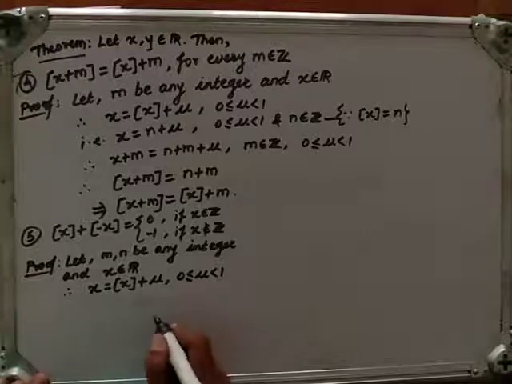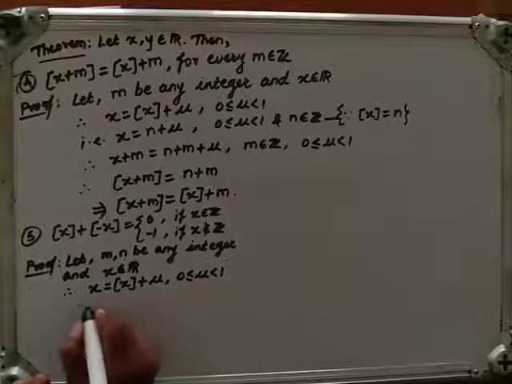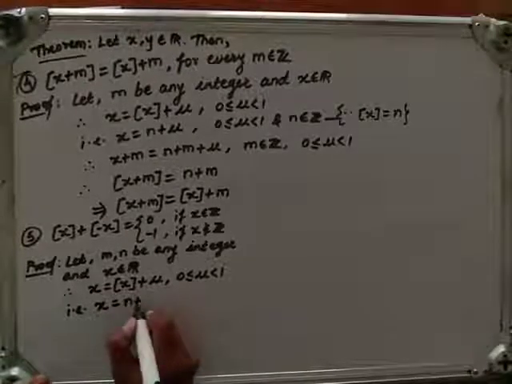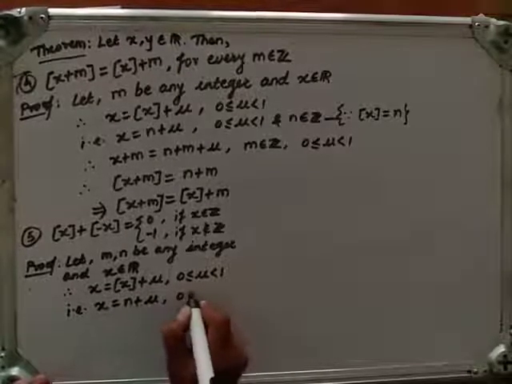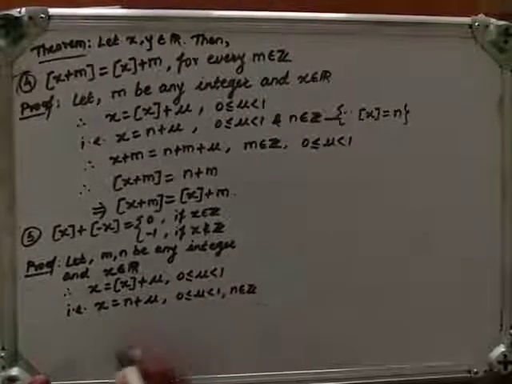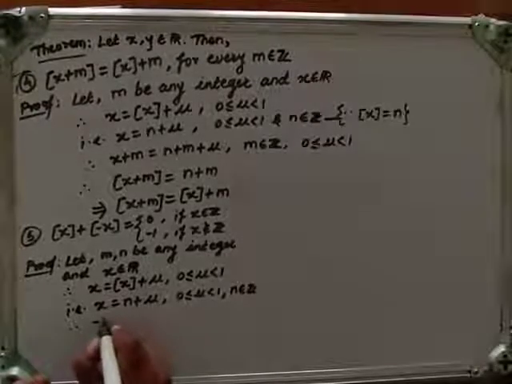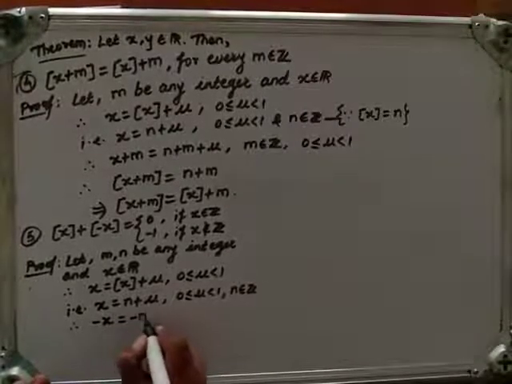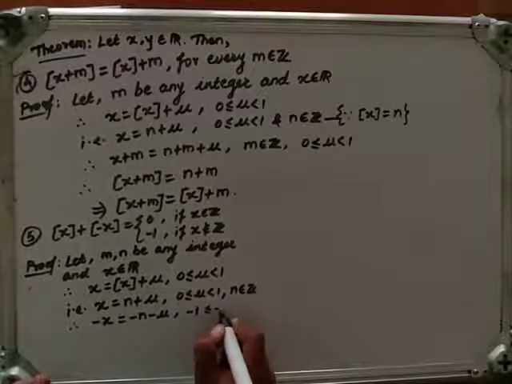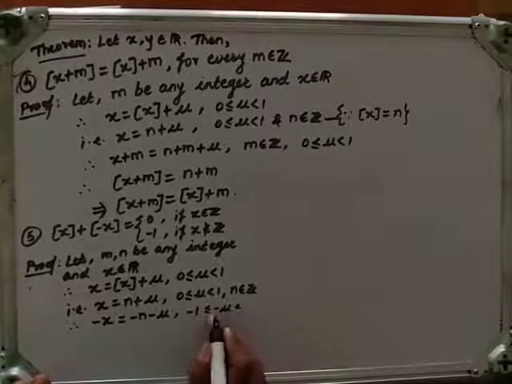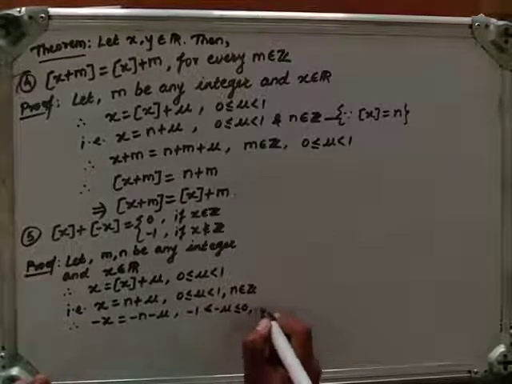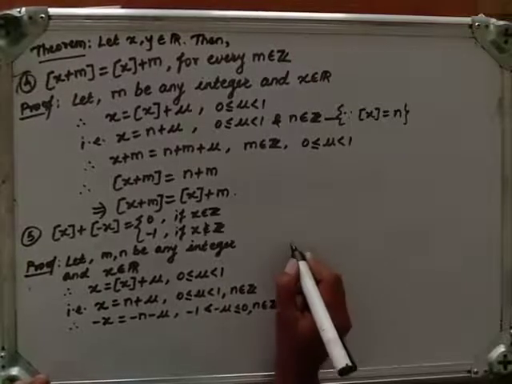Okay. Now x equals n plus mu, where 0 is less than or equal to mu, which is less than 1, and n belongs to the set of integers. Therefore, minus x equals minus n minus mu, where minus 1 is less than, strictly less, sorry, and this is less than or equal to 0. n belongs to the set of integers.